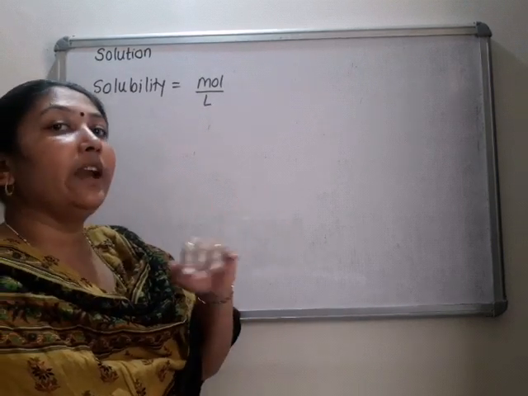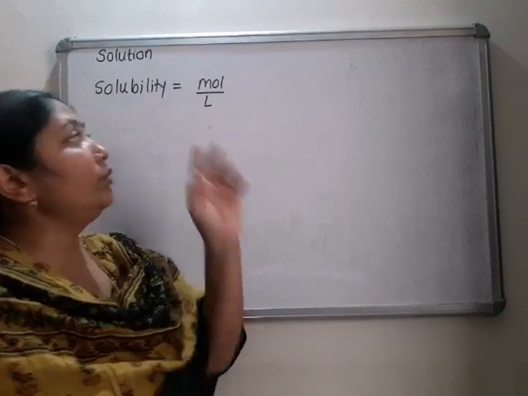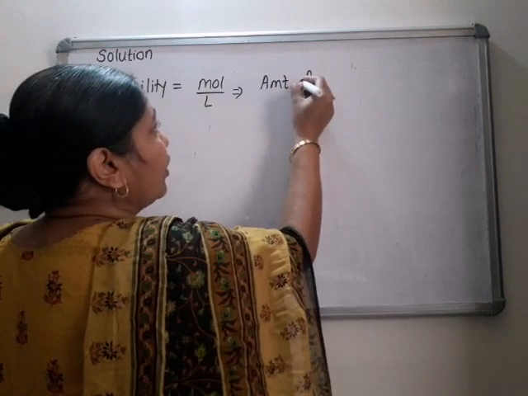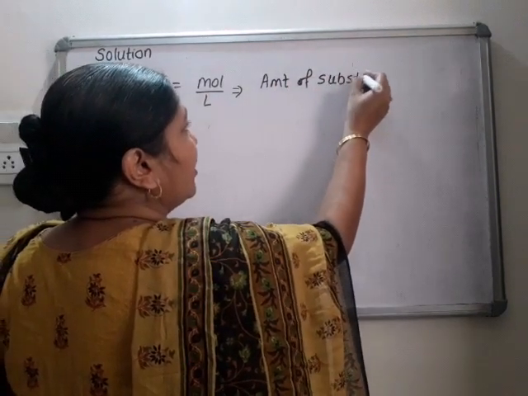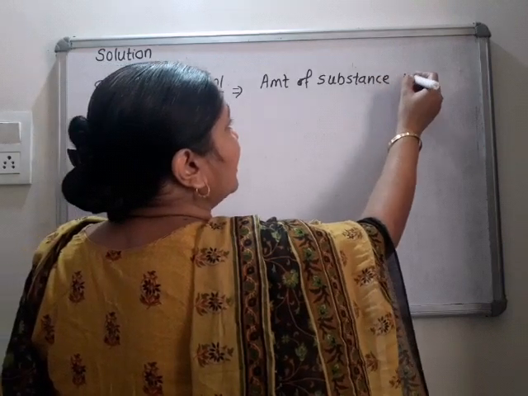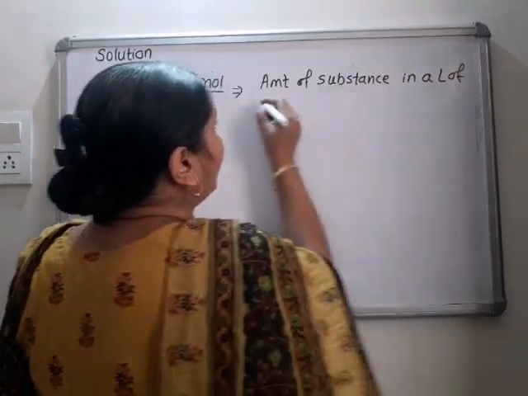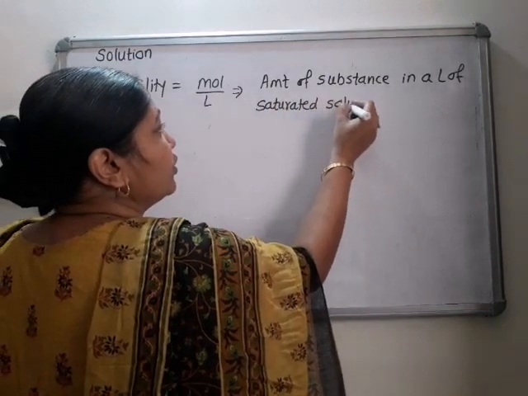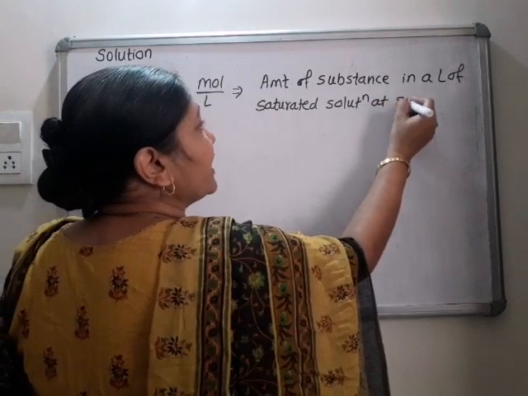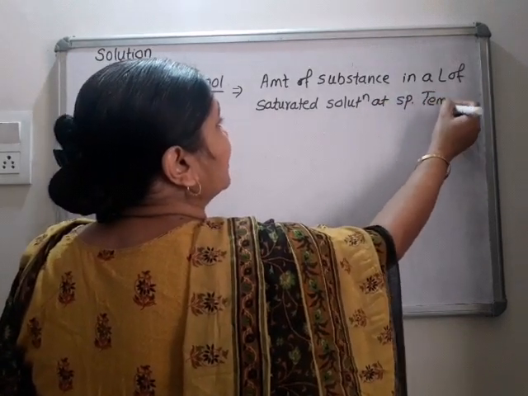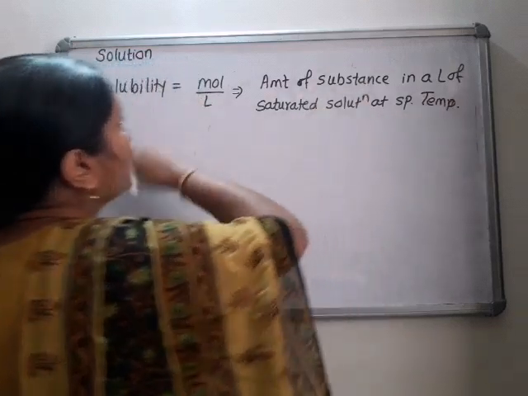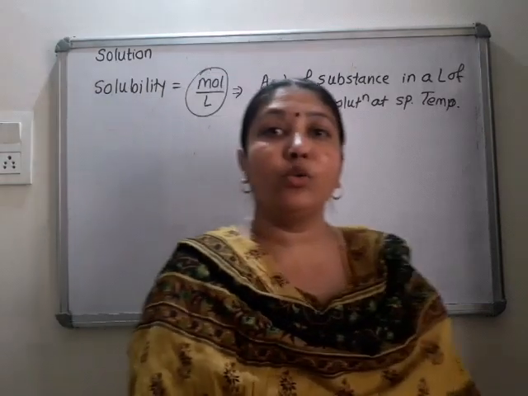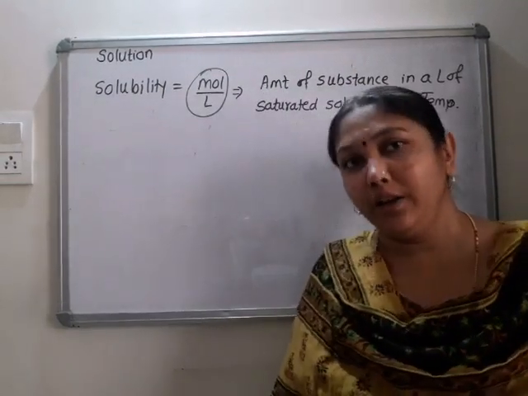Okay, so it is said that at a particular temperature, solubility is the amount of substance in a liter of saturated solution at a specific temperature. Or from this unit we can make out, this is nothing but molarity.